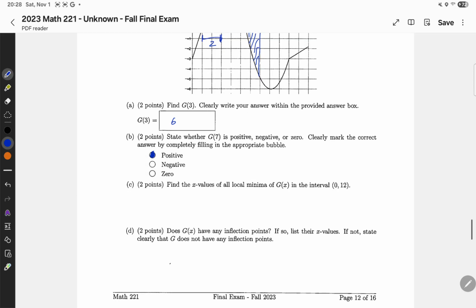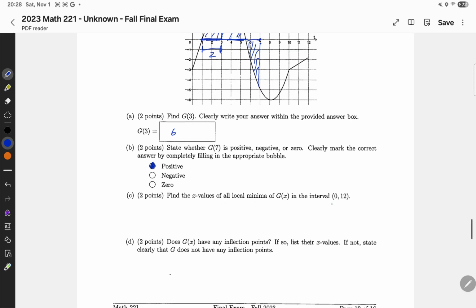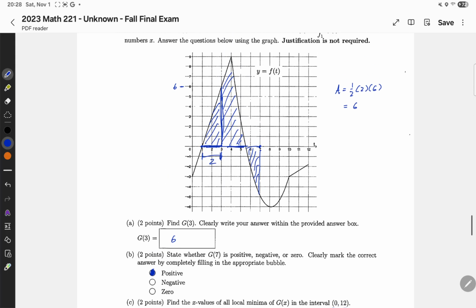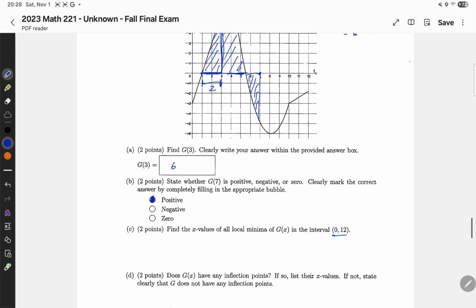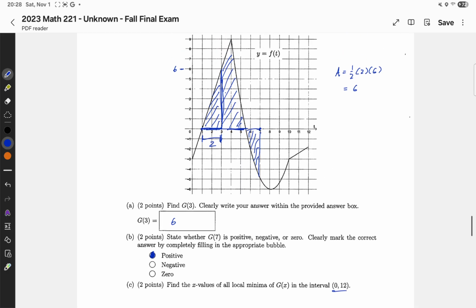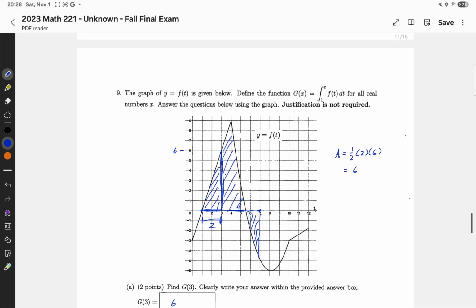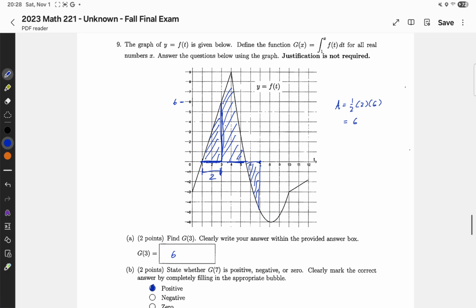All right, next up, we have to find the x values for the local minima of g of x on the interval 0 to 12. So to find local minima, we want to look at the derivative of g of x. And the way we're going to do that is with the fundamental theorem of calculus. We can say that g prime of x is equal to the derivative with respect to x of the integral from 1 to x of f of t dt. And this is just going to be equal to f of x.